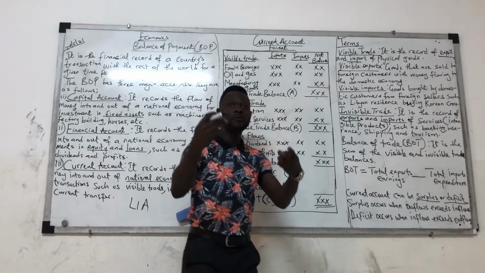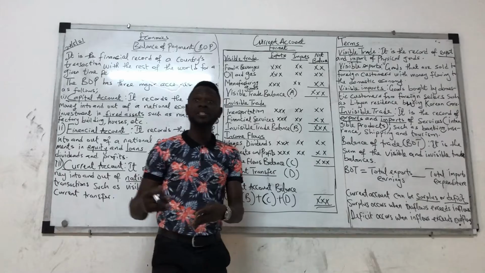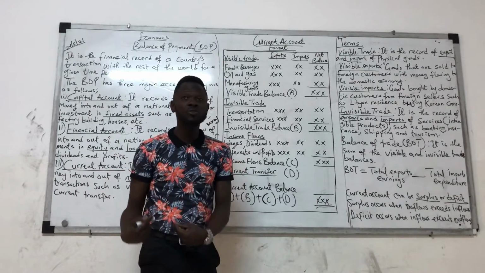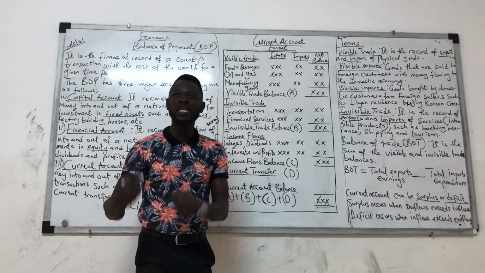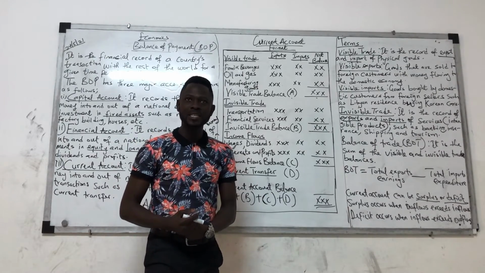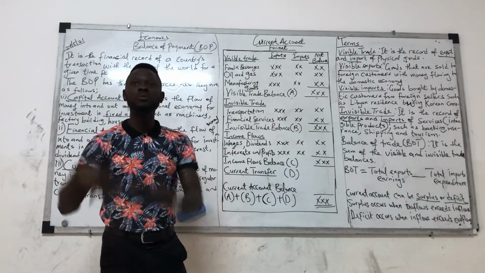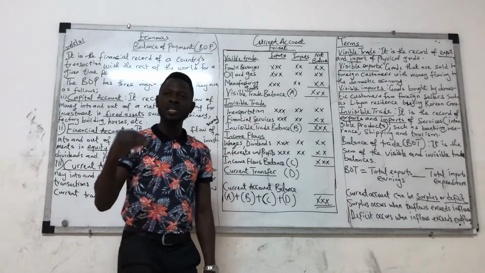So when we have foreigners coming to this country as tourists, it's invisible exports. Foreigners coming to this country as tourists, it's invisible export for us. Do we get it? Because they are foreigners, they are here for tourism. The money they pay comes to our own economy. So that's why it is invisible export.